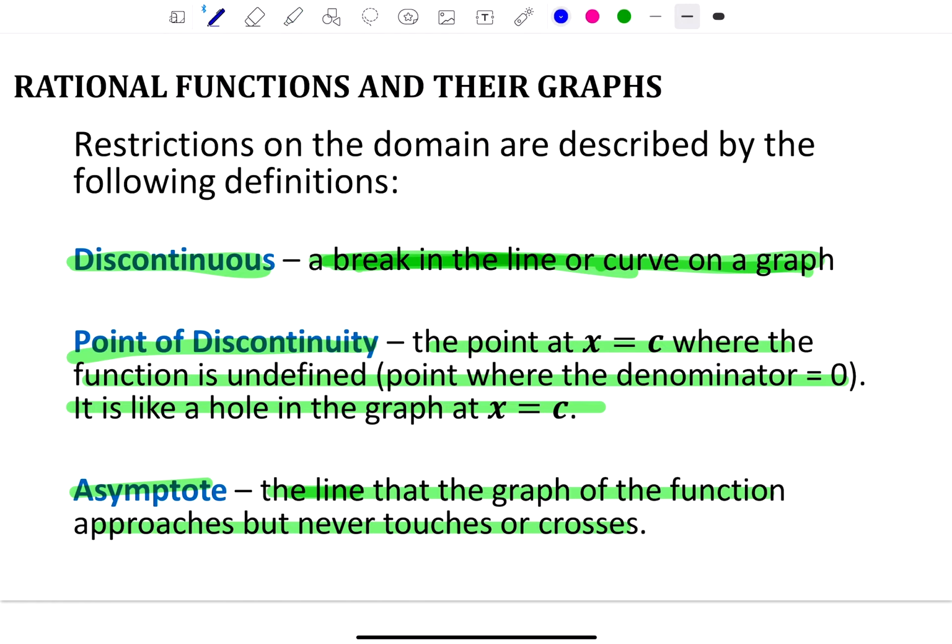Actually, that's not all true. For a vertical asymptote, the graph will never cross, but for a horizontal asymptote, your graph might cross. It may cross it, it may not cross it. If it does cross, it can cross it multiple times as well. So with a horizontal asymptote, your graph can cross. With a vertical asymptote, your graph cannot touch or cross.